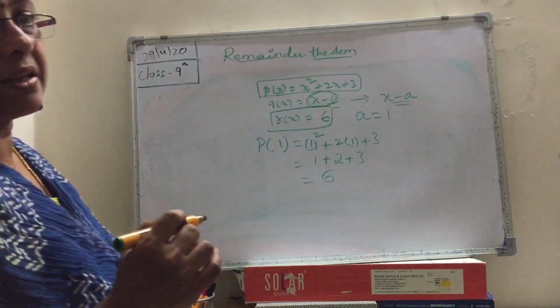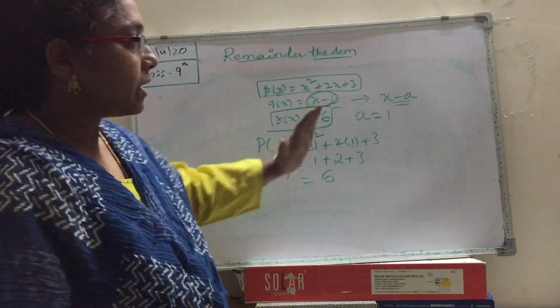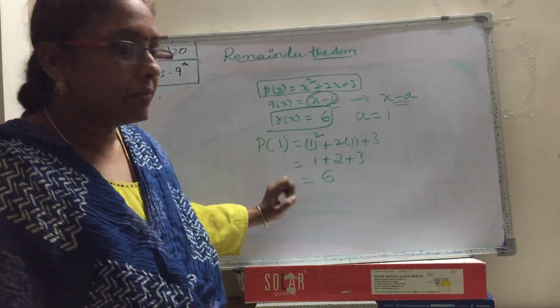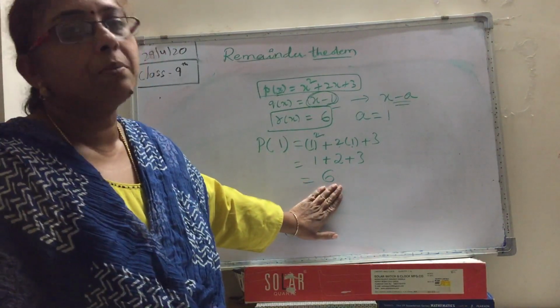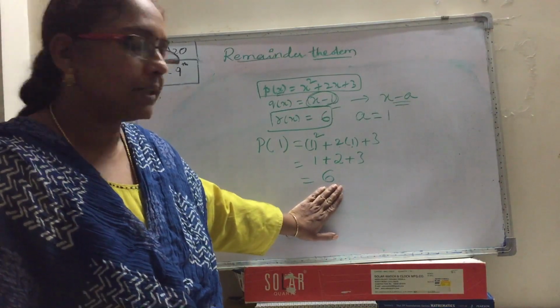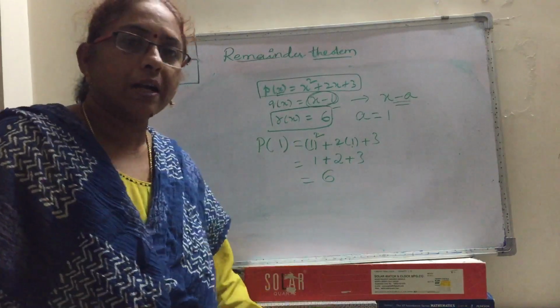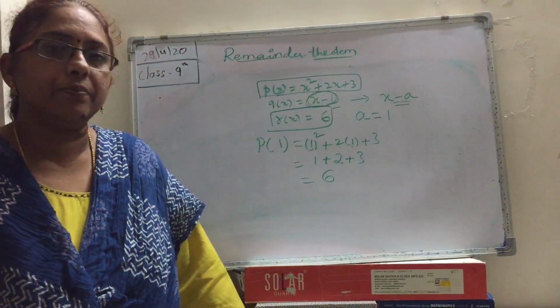Is it clear, children? See, without that long division process, if we apply the remainder theorem, we will get the remainder directly. Is it an easy method? Yes. I hope you all understood this remainder theorem. Thank you.